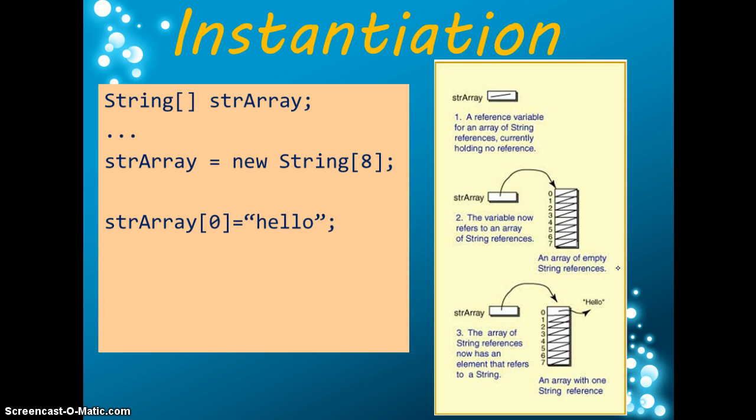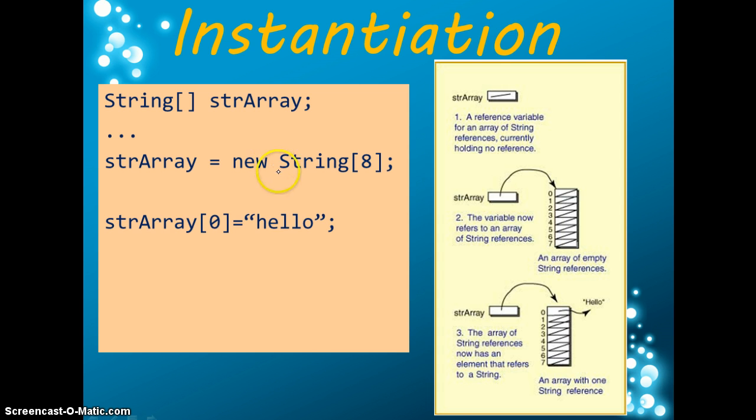So for strings, much like you do with an int, you write the word String in front of the brackets, and that lets Java know that you're trying to construct an array, the brackets, of type String. We give a reference variable. You can either make that a standalone statement, or you can build that in with the equals new String bracket 8, meaning I want 8 spots.